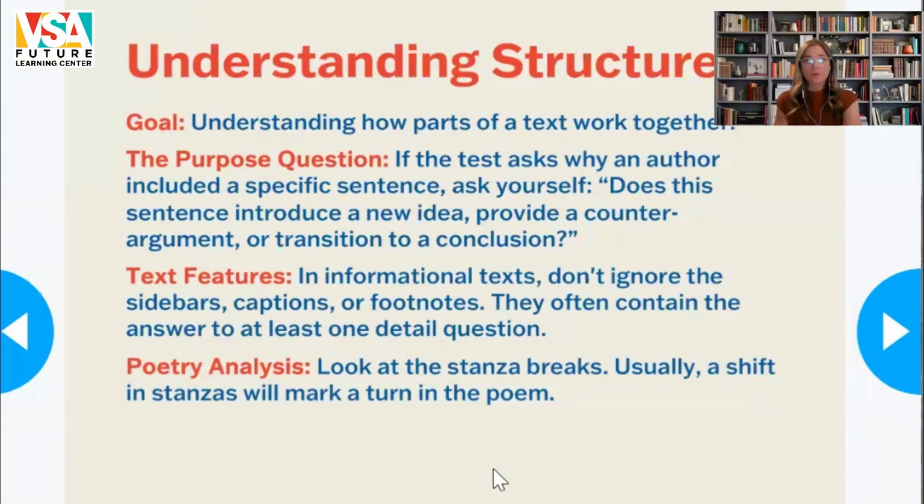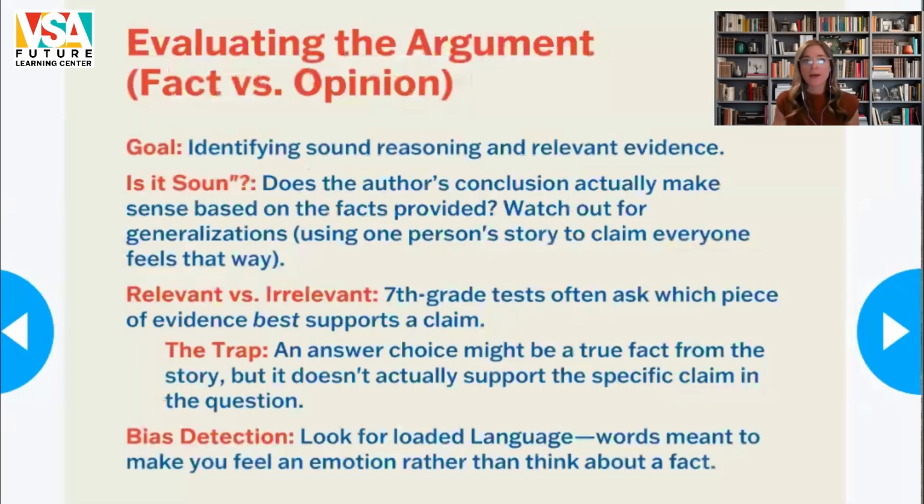We're going to look at the stanza breaks. Usually when there's a break in a stanza in poetry, it's a shift, and it's going to mark either an emotional shift or a tonal shift, a mood shift. It could even be a setting shift or speaker shift. Those are going to be the things that we want to look for so that we're able to identify what the author's doing. Because at the end of the day, the structure is telling us, what is the author doing? What do they want us to take away?